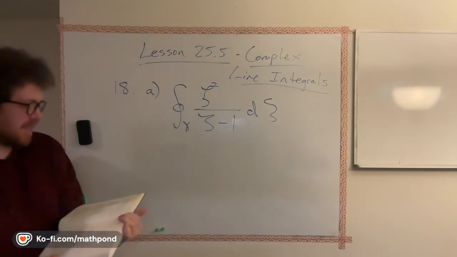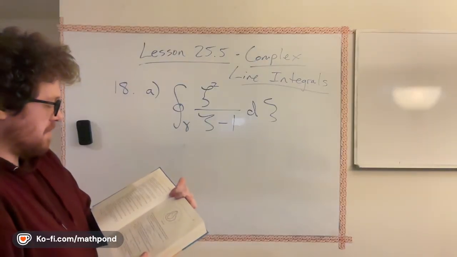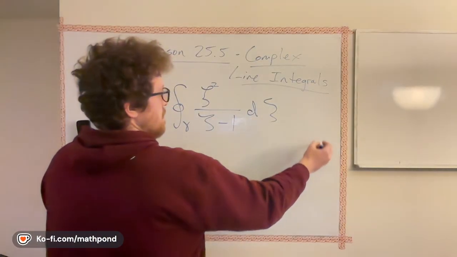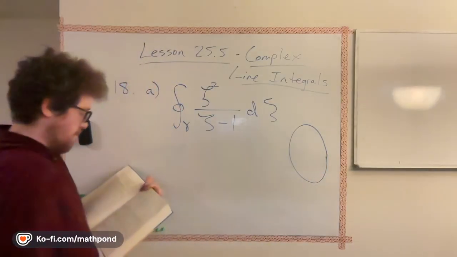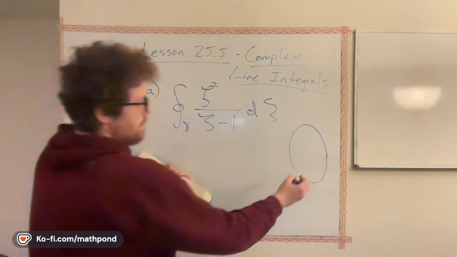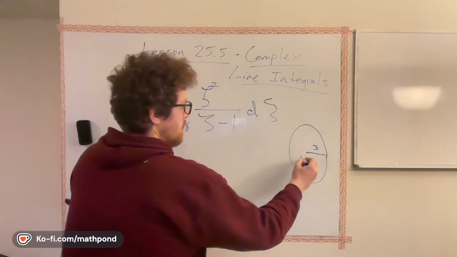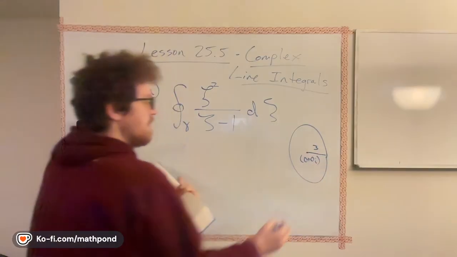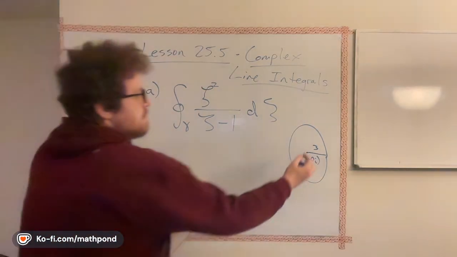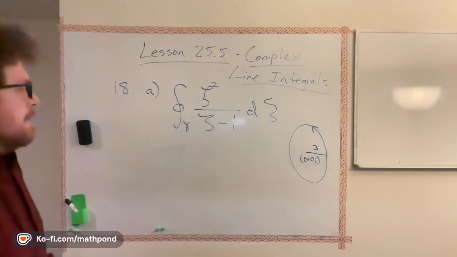Okay, so gamma describes the circle of radius 3 with center 0 and counterclockwise orientation. So let me just draw a quick picture of gamma. Center 0 and radius 3. So this is like 0 plus 0i in the middle. Okay, yeah, that looks good.